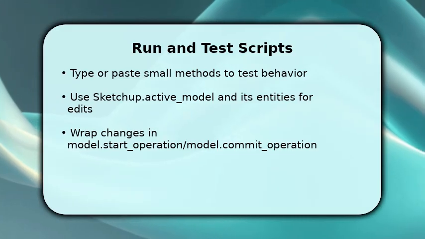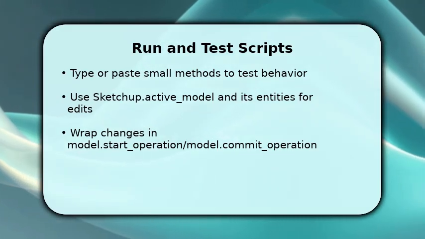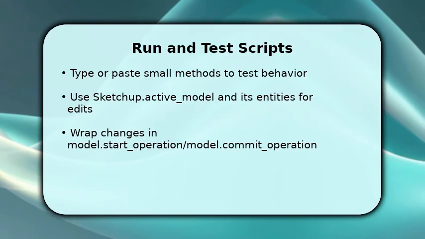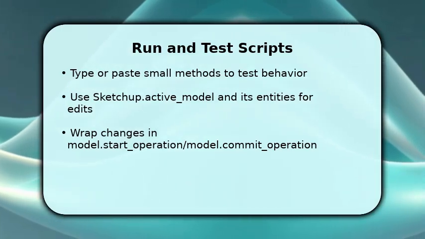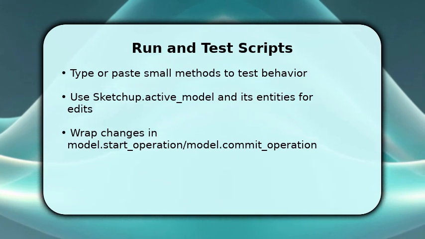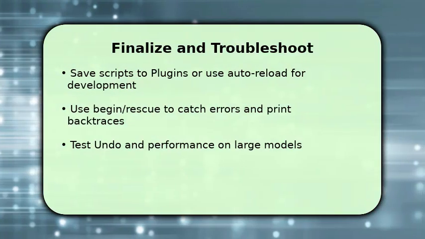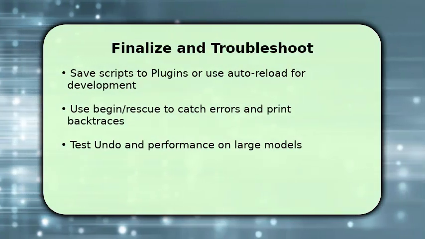If you need reusable code, save snippets to an RB file in plugins or use require_relative to load them. Make incremental changes. Finish by saving working code into the plugins folder or a development folder and require it from the console to test startup behavior.